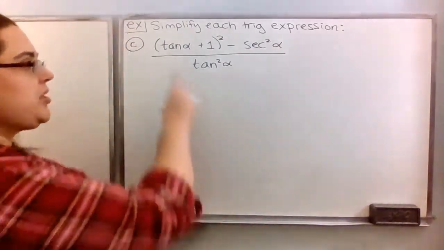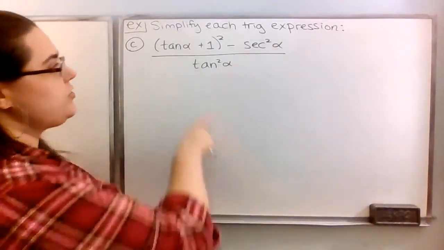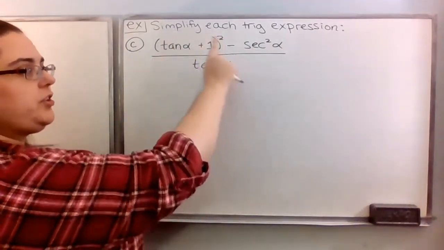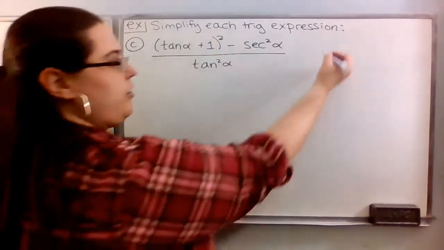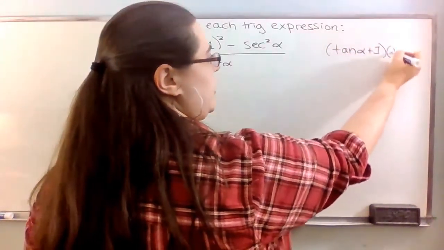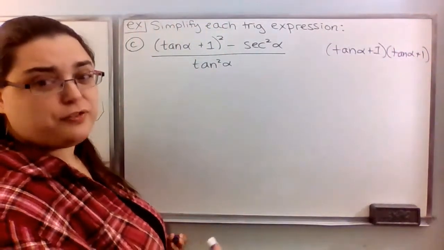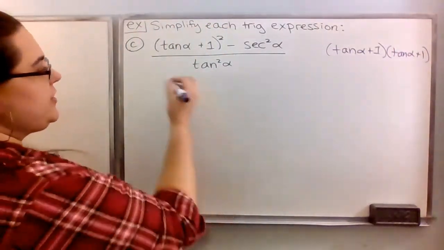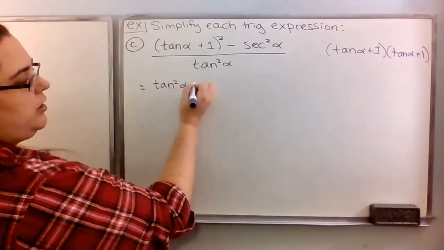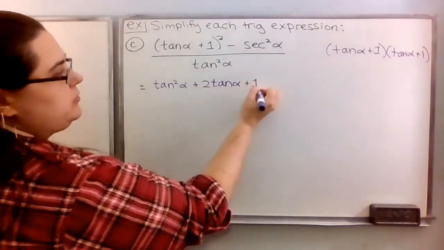So let's multiply this out. Be very careful. We cannot distribute exponents. So this is not tangent squared plus 1. Remember, when you have a binomial and you're squaring it, you have to multiply it out. So we're going to have tan alpha plus 1 times tan alpha plus 1. Okay, so remember that you have to FOIL this. So that's going to give us tan squared alpha plus 2 tan alpha plus 1.